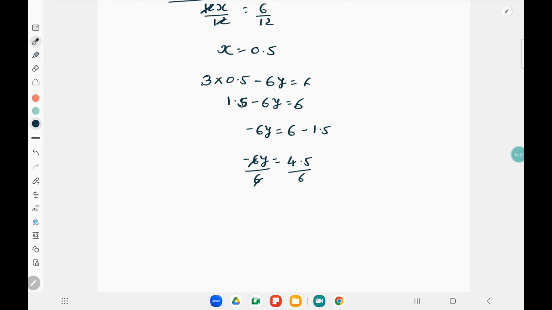Now here, 4.5 divided by 6 gives us minus y equals 0.75. This is the y value, but remember our subject is never negative, so this negative sign we move to the opposite side, or you could say multiply both sides by a negative. Negative times negative is going to be positive, and here negative 0.75. So y is negative 0.75.